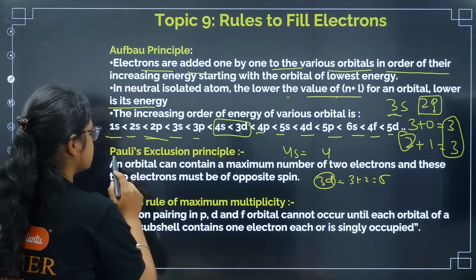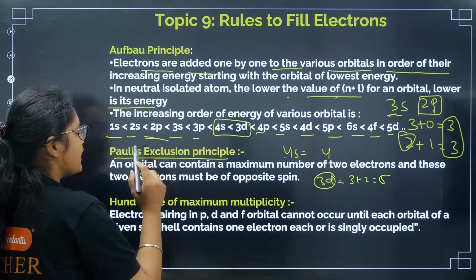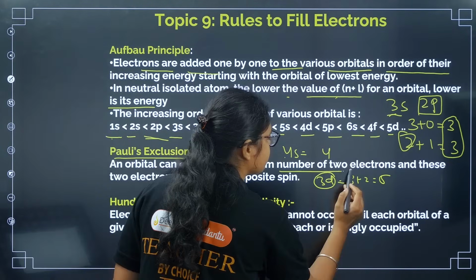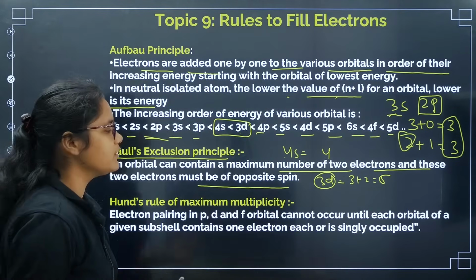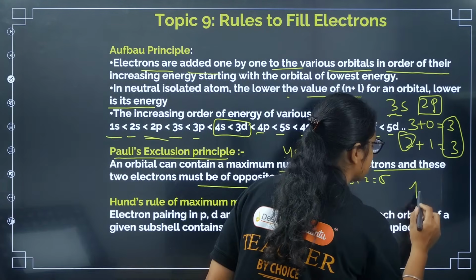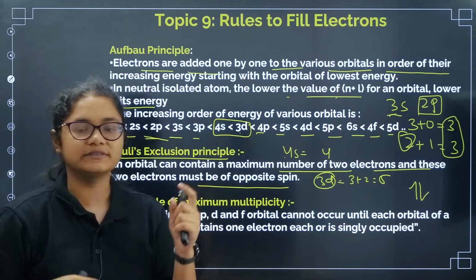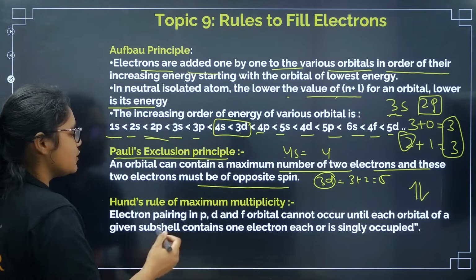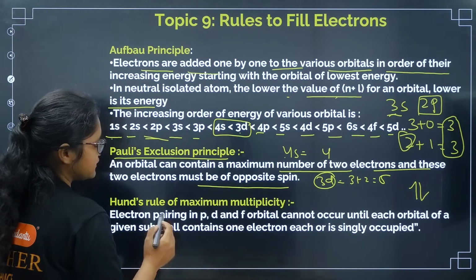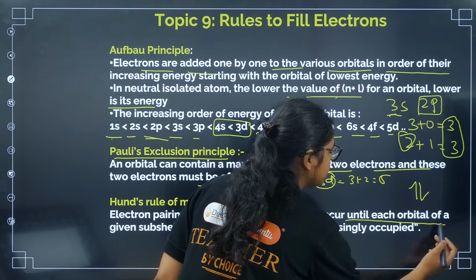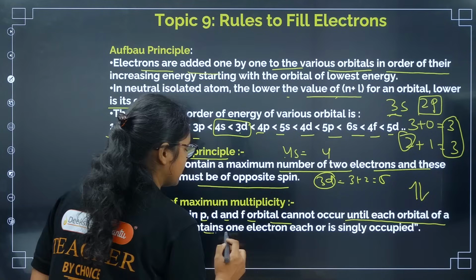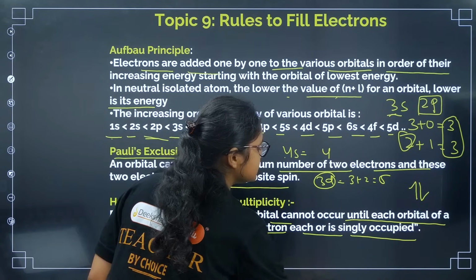Now next is Pauli's exclusion principle. What does this tell? An orbital contains a maximum of 2 electrons and these 2 electrons must have opposite spin. So whenever you fill electrons in an orbital, you must represent them in this way, with opposite spin. Next, Hund's rule of maximum multiplicity. This tells us electron pairing in p, d and f orbitals cannot occur until each orbital of a given subshell contains 1 electron each, or is singly occupied.